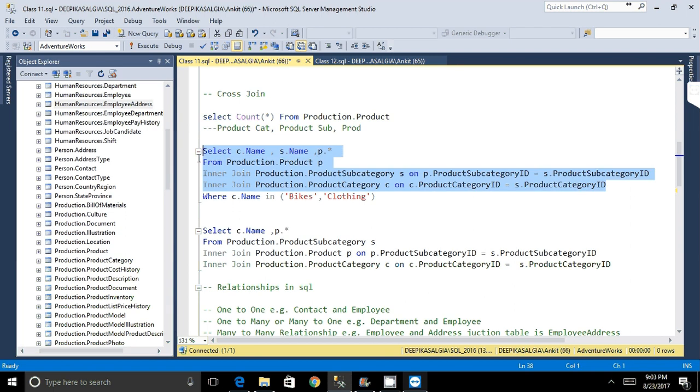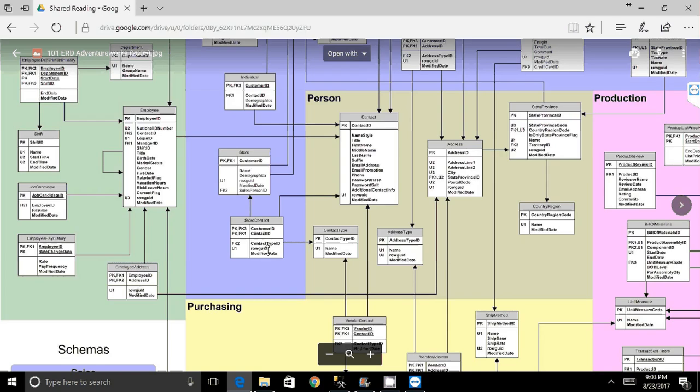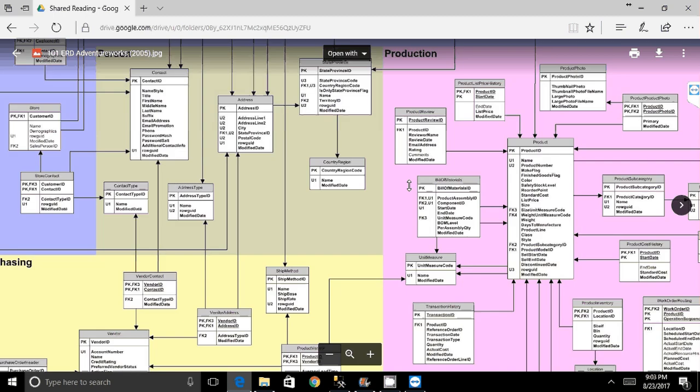You have to join all these three tables together, because the name of the product is in the product table, the name of the subcategory is in the subcategory table, and the name of the category is in the category table. If you want to show columns from each of the tables, you have to do a join. Then we saw how you can join product to product subcategory and subcategory to category, which can also be seen if you look at the product table.